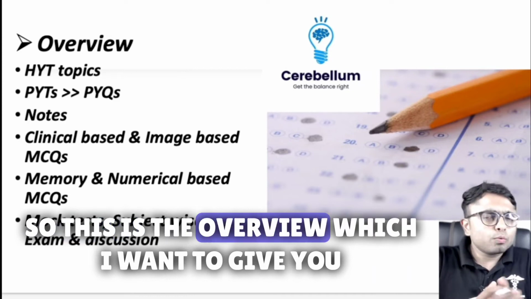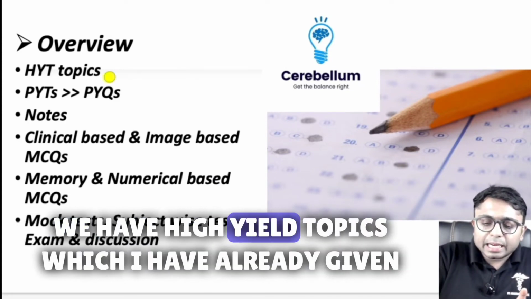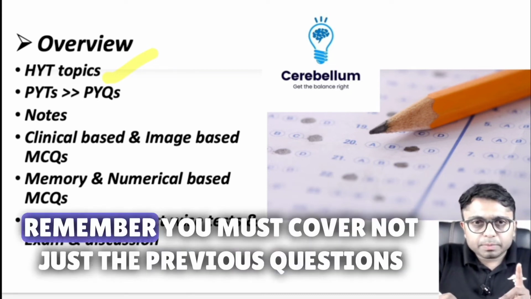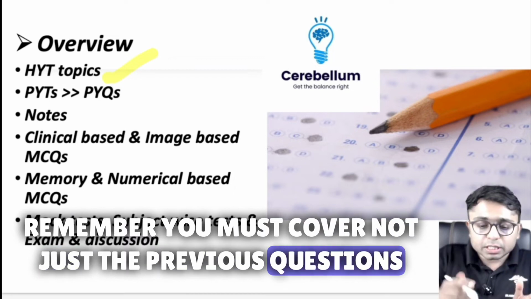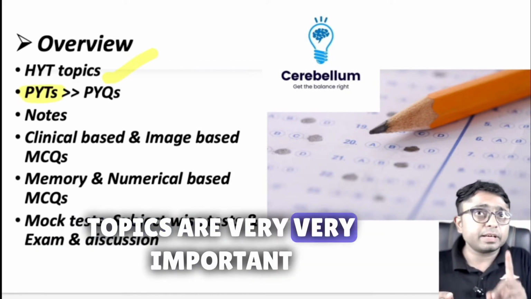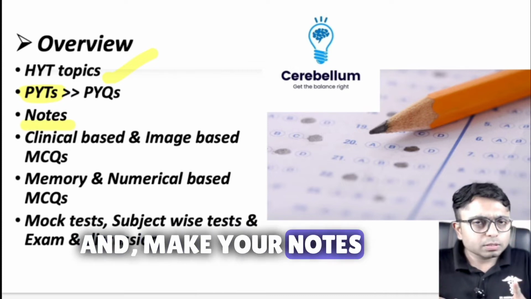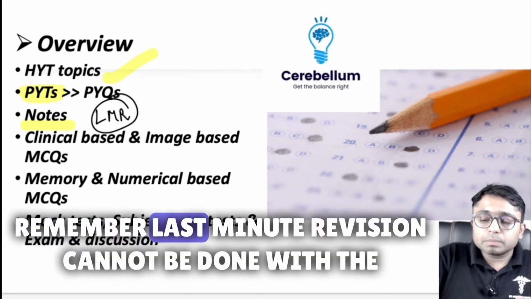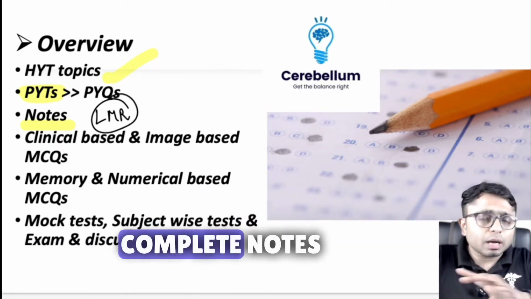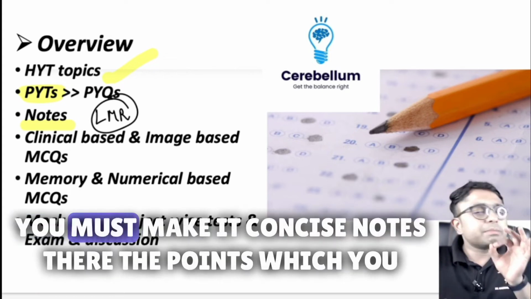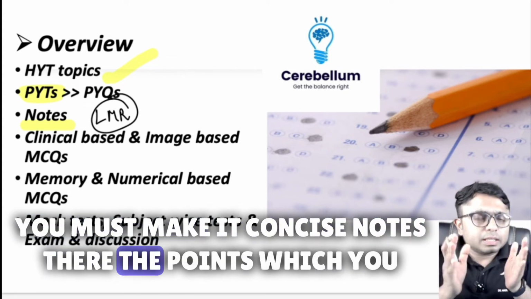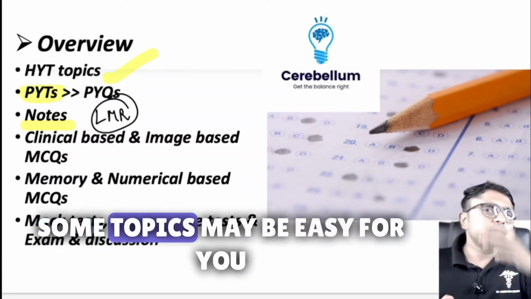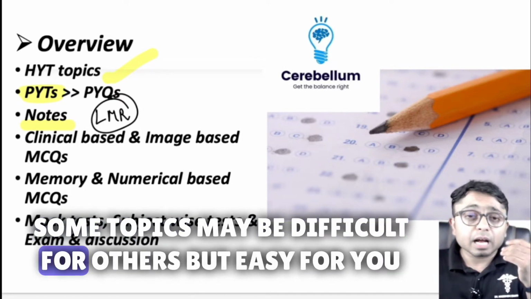So this is the overview which I want to give you. We have high yield topics which I have already given you. And if you have to cover dermatology, remember you must cover not just the previous year questions but the previous year topics. Topics are very, very important. And make your notes, and this is going to help you for last minute revision. Remember, last minute revision cannot be done with the complete notes. You must make concise notes where the points which you forget, the points which are numericals, memory based, are to be written. Some topics may be easy for you, some topics may be difficult for others, but easy for you.